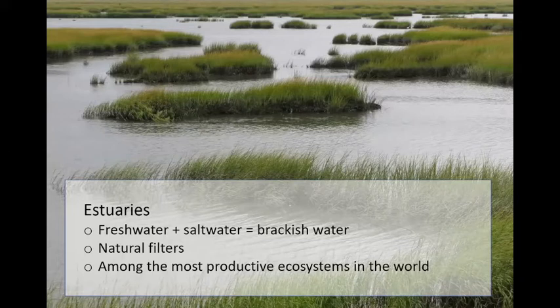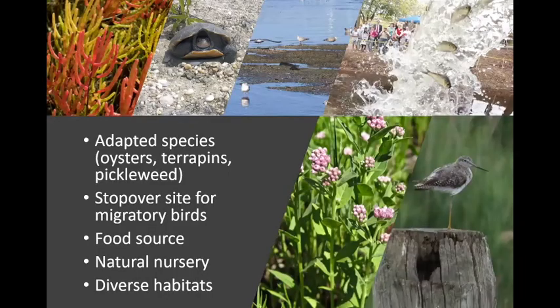Estuaries are also among the most productive ecosystems in the world. They create more organic matter each year than comparably sized forests and grasslands and agricultural land. And this is in part because of all of these nutrients that they absorb, right? So because of that, it's really not a surprise that they're very lively ecosystems. They support a lot of different organisms, animals and plants alike.